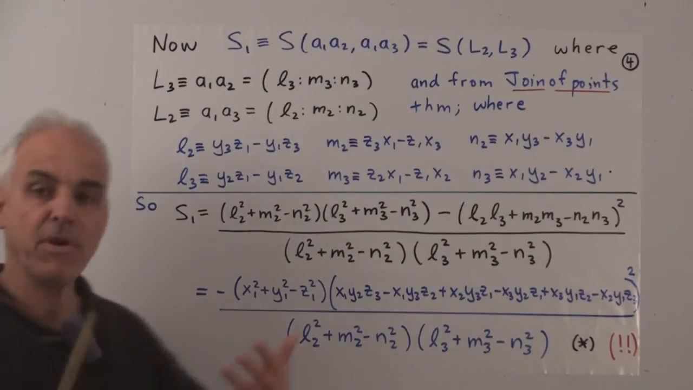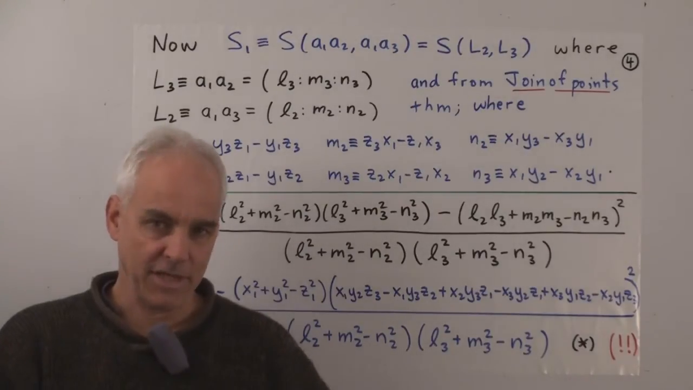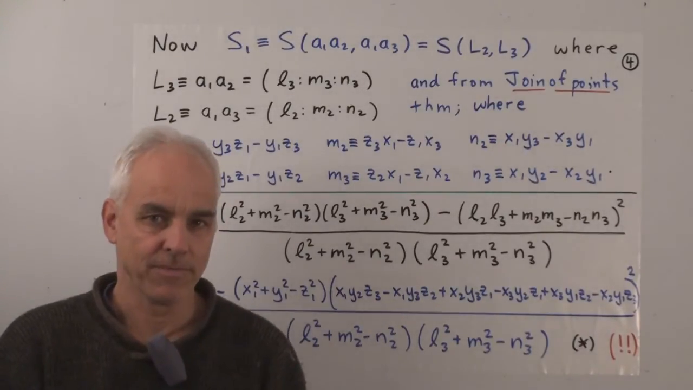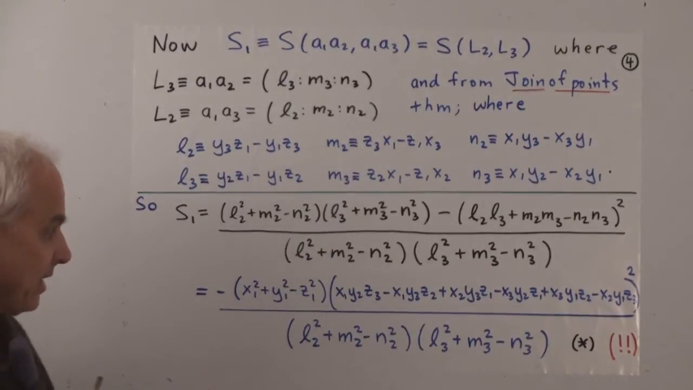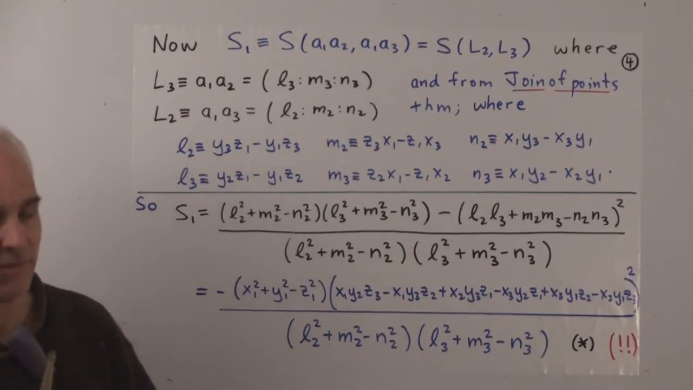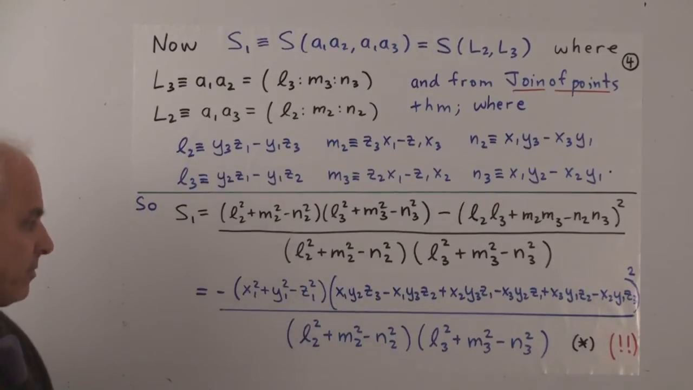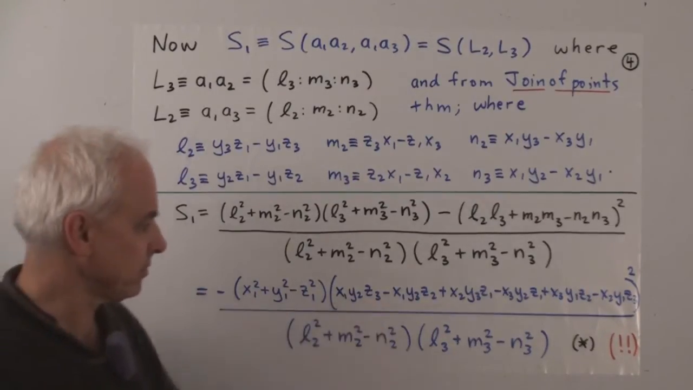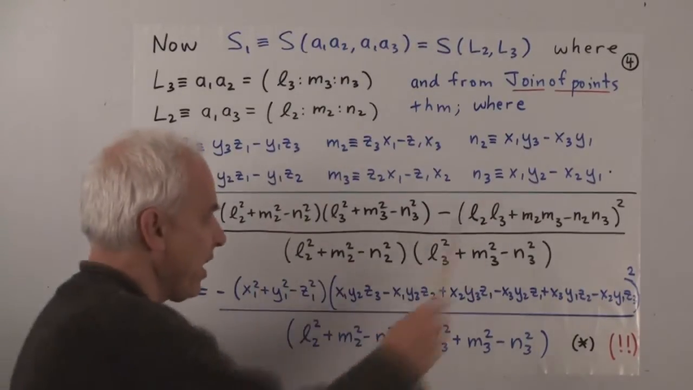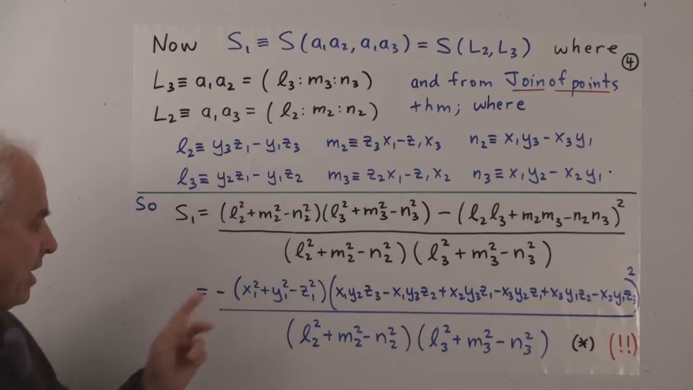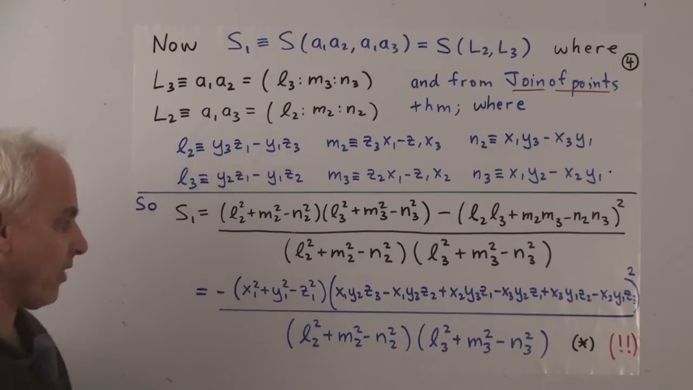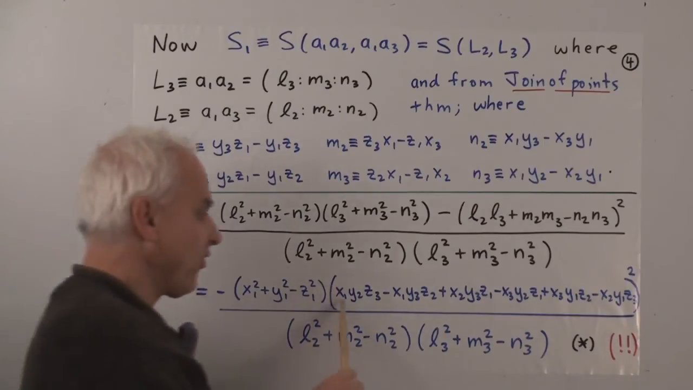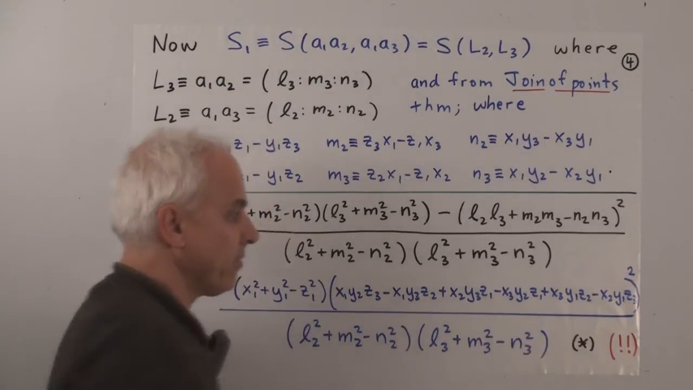And now a miracle occurs, as it does for pretty well all of these laws. The miracle is that that long expression actually has a beautiful, relatively simple, factored form. Here it is right here. So that numerator there ends up being exactly minus x1 squared plus y1 squared minus z1 squared times this whole thing here squared.